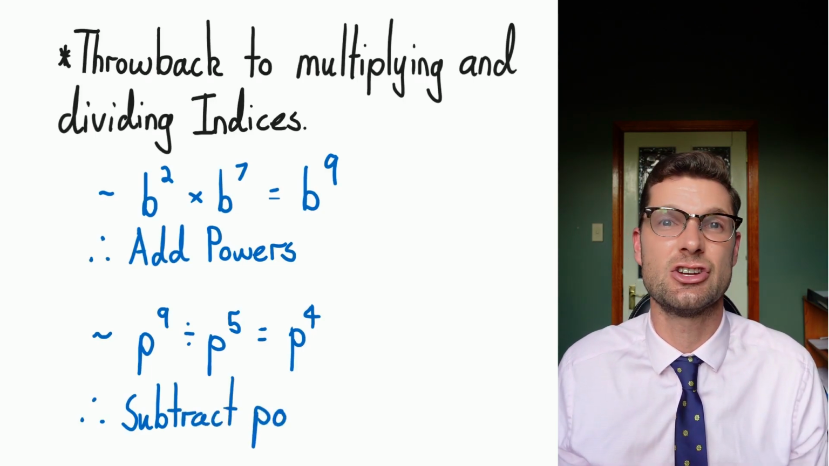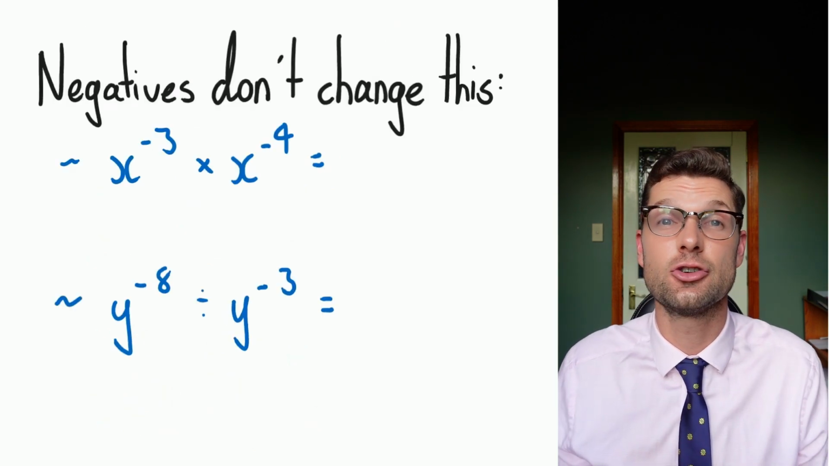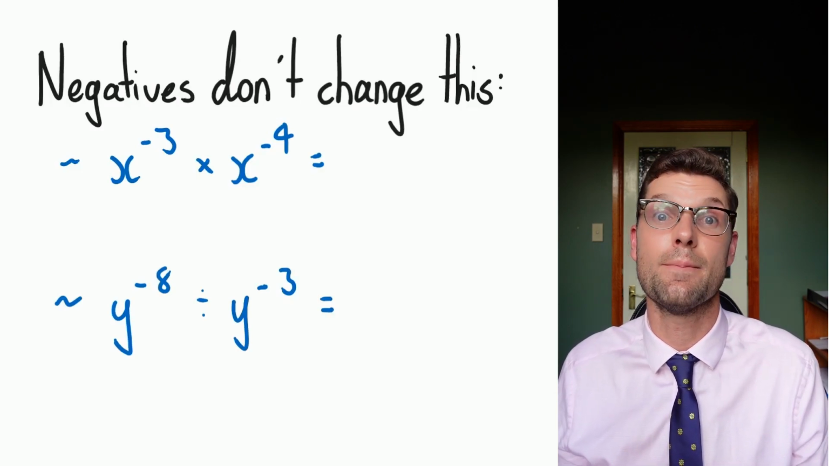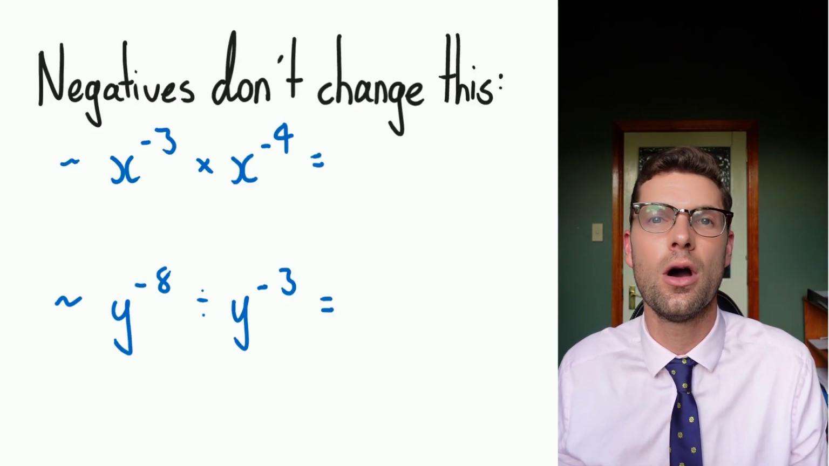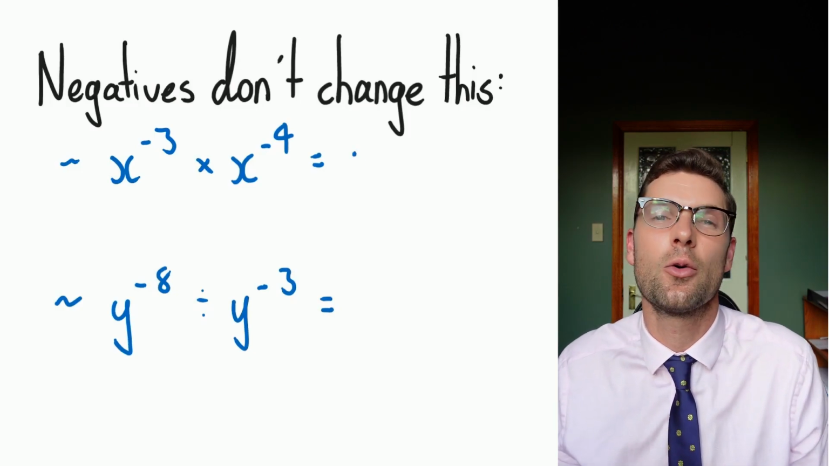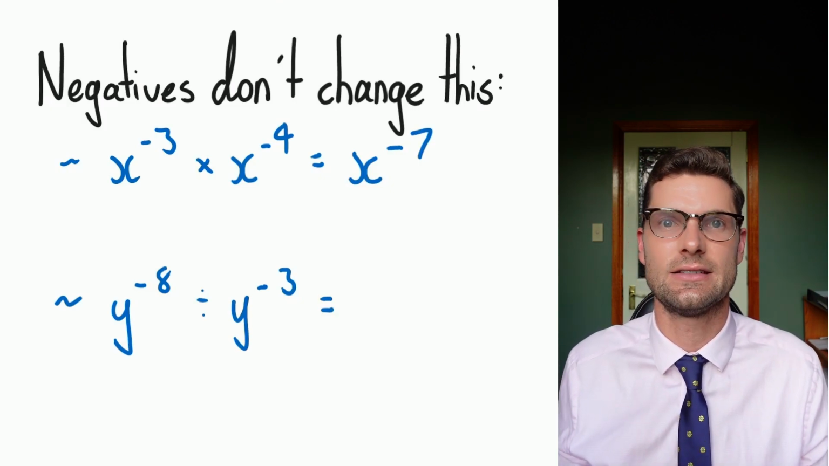When it's multiplication, add the little numbers. When it's division, subtract the little numbers. And just make sure you know that negatives do not change this. So x to the power of negative 3 multiplied by x to the power of negative 4, all I've got to do is minus 3 plus minus 4, which is equal to negative 7. So x to the negative 7 is my answer.